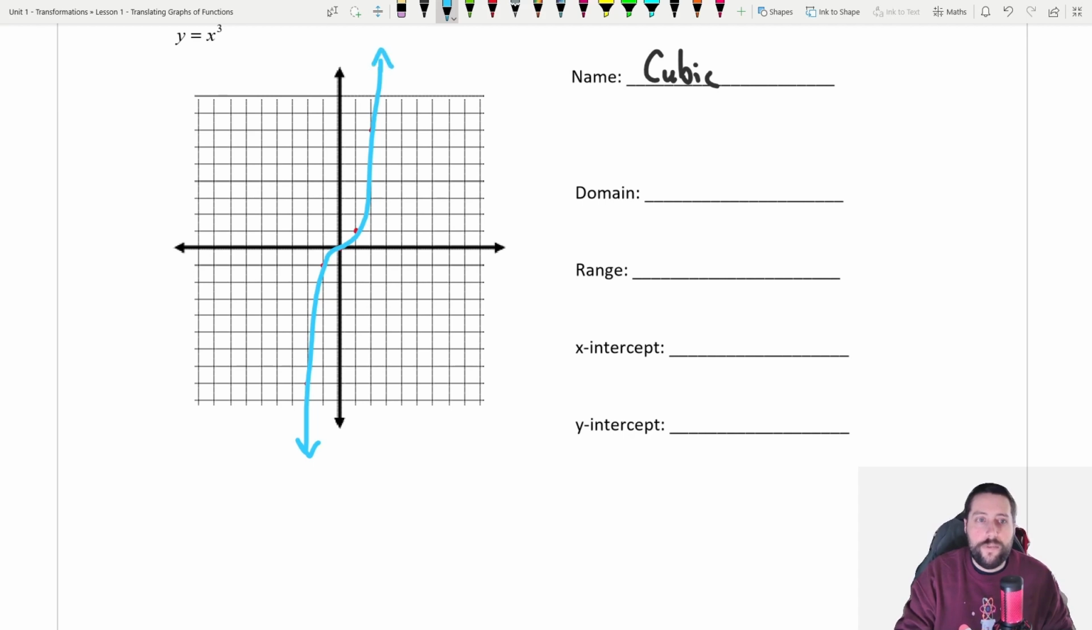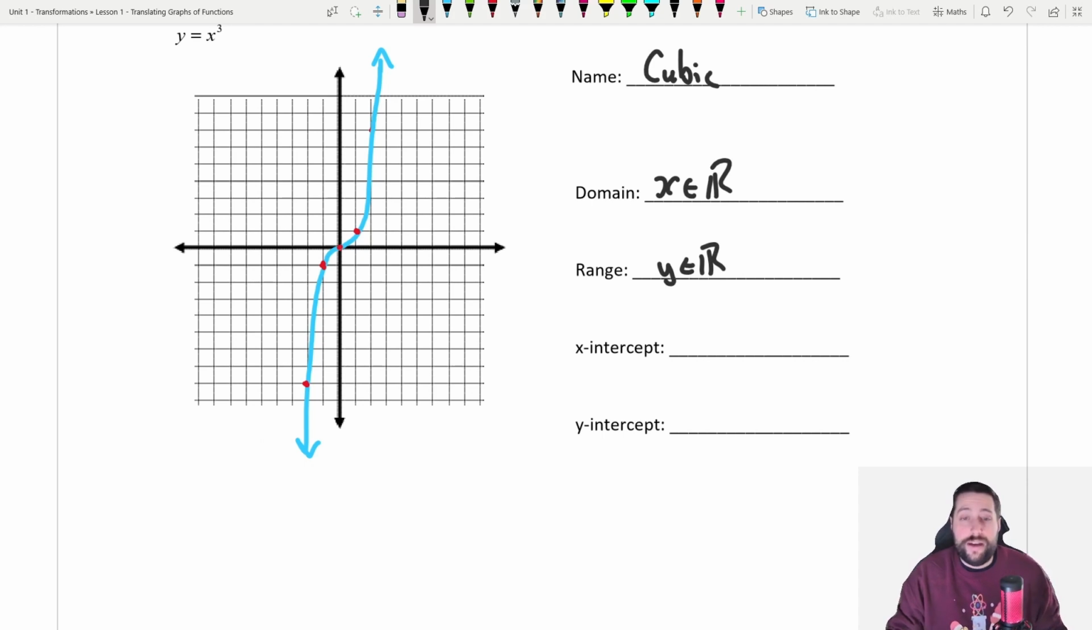Okay, so this is what a cubic function looks like. I'll just re-put the dots here so you can see it. Its domain for your x's is everything. There are no restrictions on your x's and there are no restrictions on your y's. Your x's and y's can be anything.